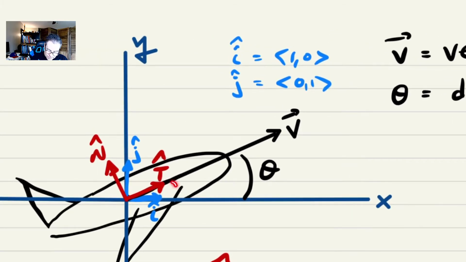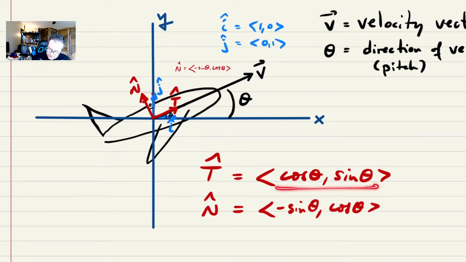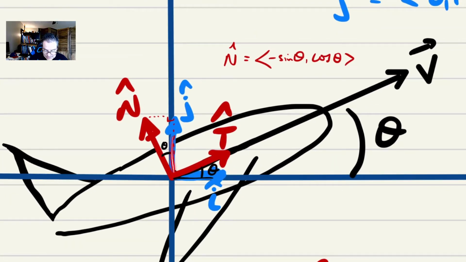And as this angle theta increases or changes in this first quadrant, there's an equal angle theta right here. And just like the unit tangent vector is cos theta, sine theta, this unit normal to the path of the glider is negative sine theta, cosine theta. And we can see that because the angle theta between velocity and the horizontal will exactly match this angle theta between the unit normal and the vertical axis in this coordinate system.